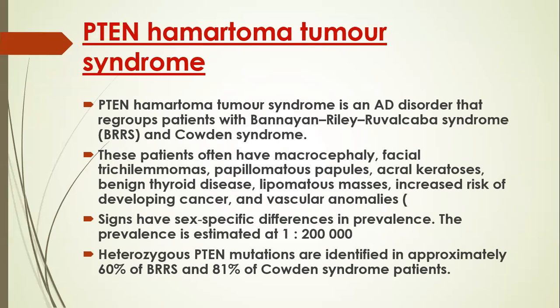These patients have macrocephaly, facial trichilemmomas, papillomatous papules, acral keratosis, benign thyroid disease, lipomatous masses, and an increased risk of developing cancer and vascular anomalies. Signs have sex-specific differences in prevalence, which is estimated as 1 in 200,000. Heterogeneous PTEN mutation is identified in 60% of patients with BRRS and 81% of patients with Cowden syndrome.